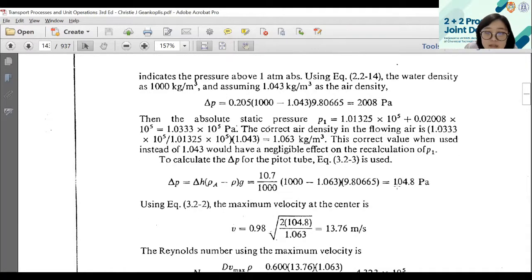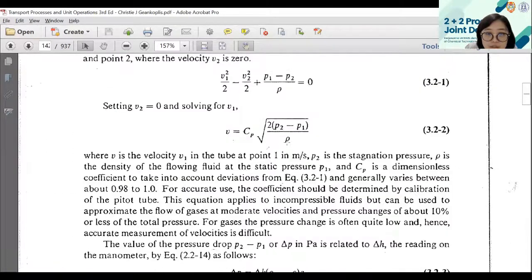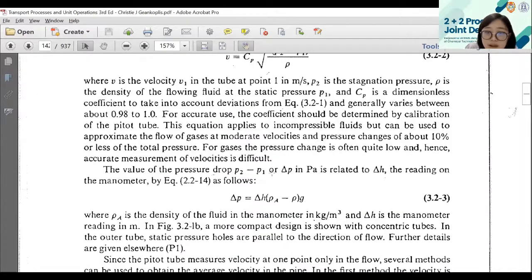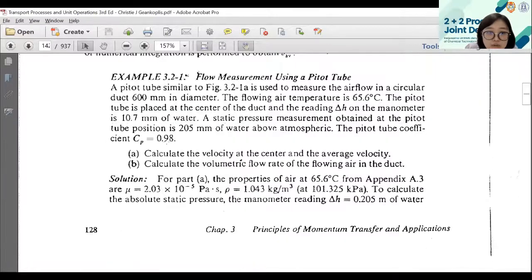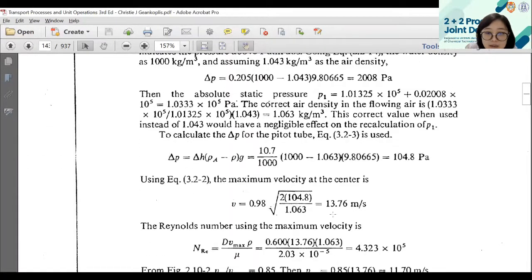So after I knew this, I will put it in this equation. I know delta P is 104.8. I know the density of the flowing air, the new one, times 0.98. It is known from the problem. Then I can find that the velocity is 13.76.